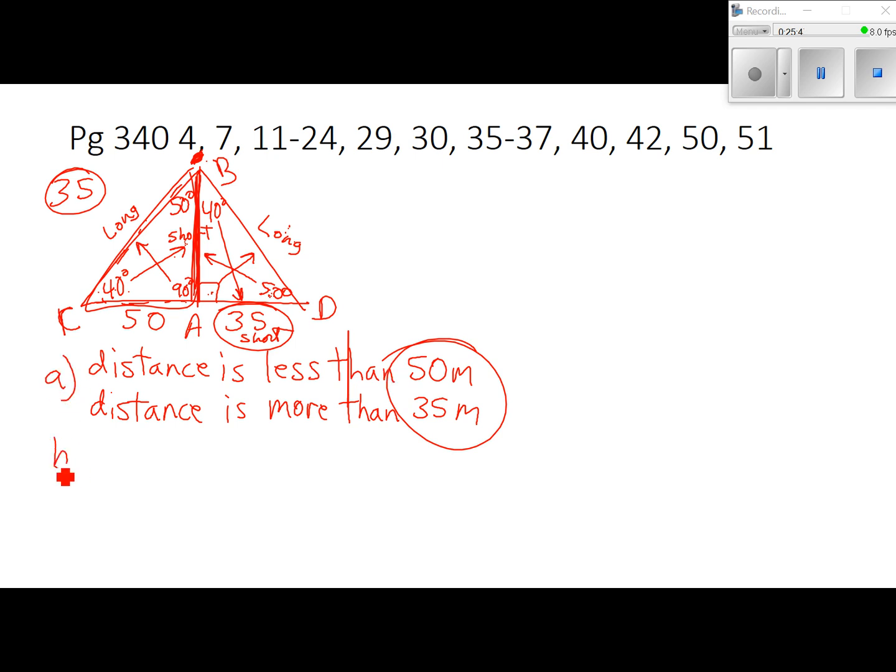That was part A. Part B, they said, what could you do if you wanted to get closer? Well, what you could do is make more measurements. So you could go and find more angles and more measurements and keep whittling it down until you get closer and closer.